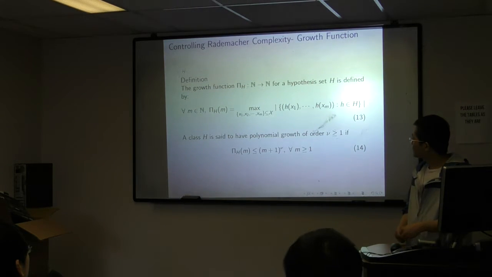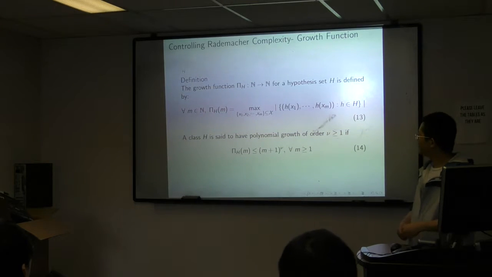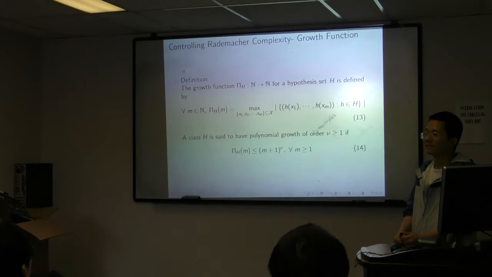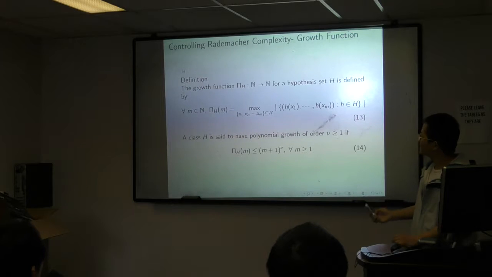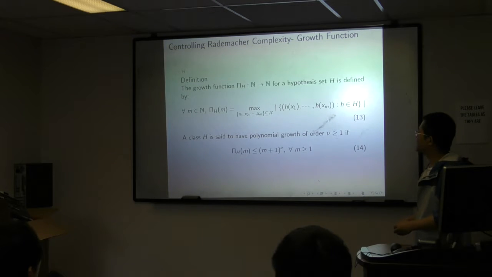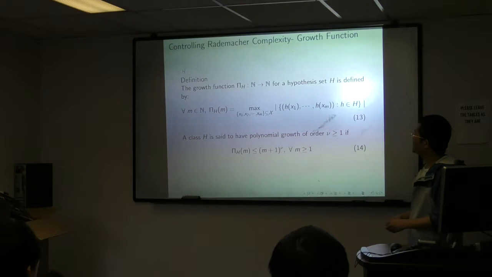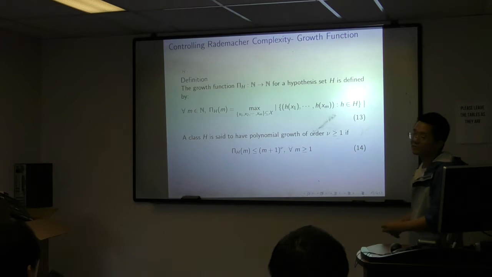Can you explain what this means? Given any m, m is the sample size, to control, and then you take the maximum. What does it mean? To control that means given an arbitrary sample size, given a sample, we can find the maximum cardinality of this function set, of this hypothesis set.